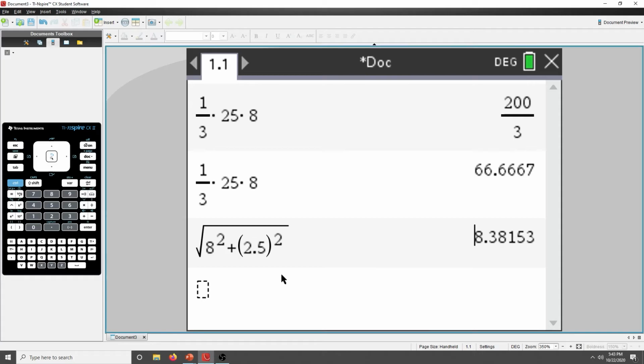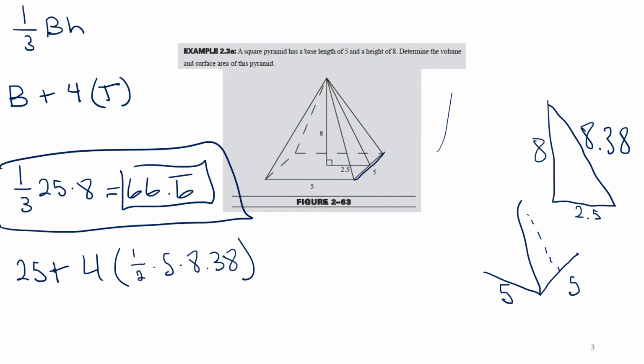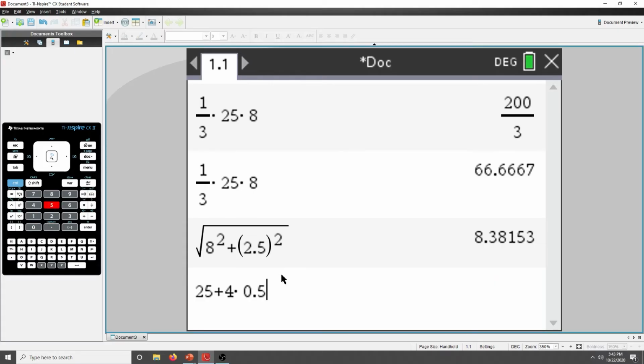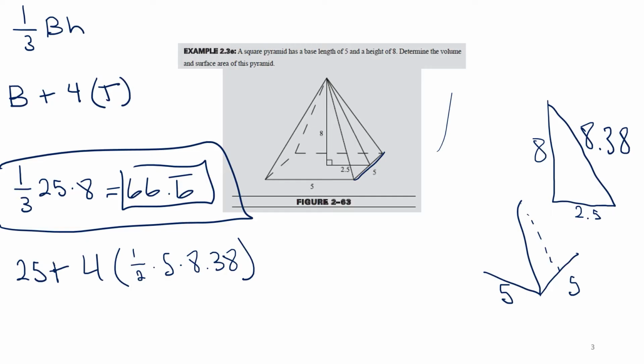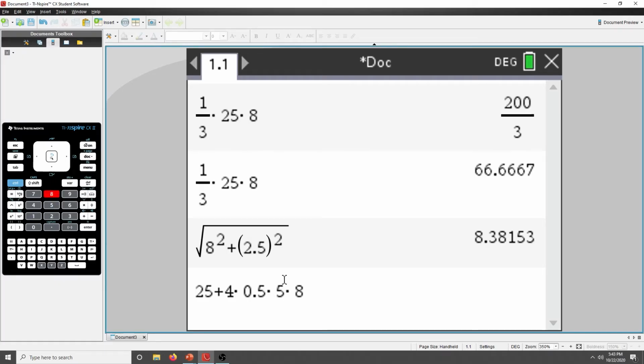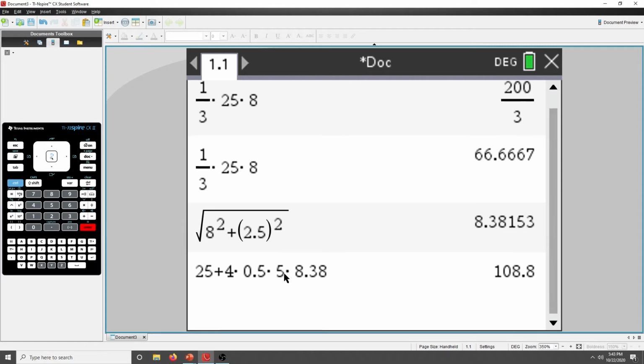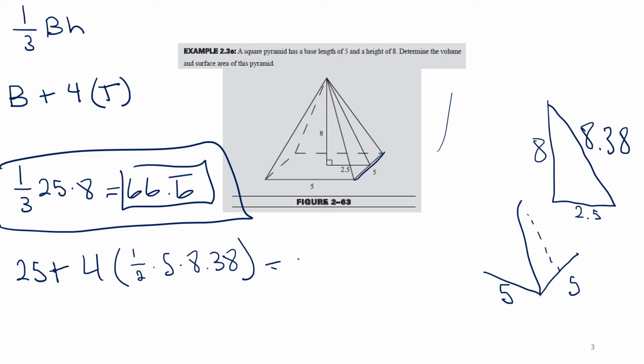We have 1/2 times 5, and then our height is that slant height, 8.38. So if we go plug this in, 4 times, and those are all multiplied together, so I don't even know why I added the parentheses. 4 times 0.5 times 5 times 8.38 equals 108.8. So that is our total surface area. Not too bad, right? And the units on these, say these were just plain units. The volume is cubed, and the surface area is squared, if you care.